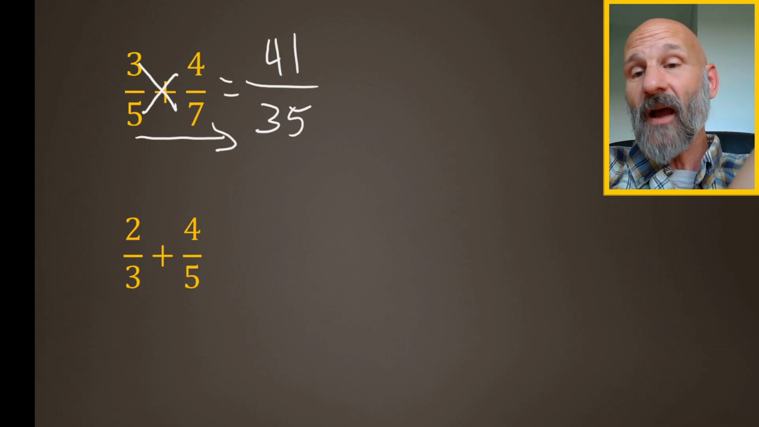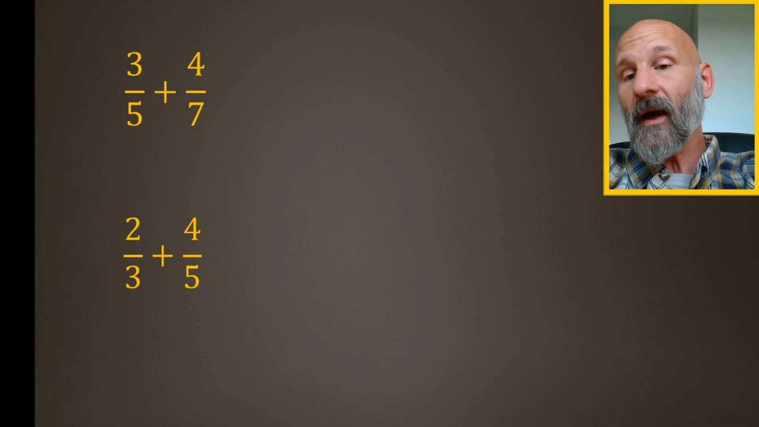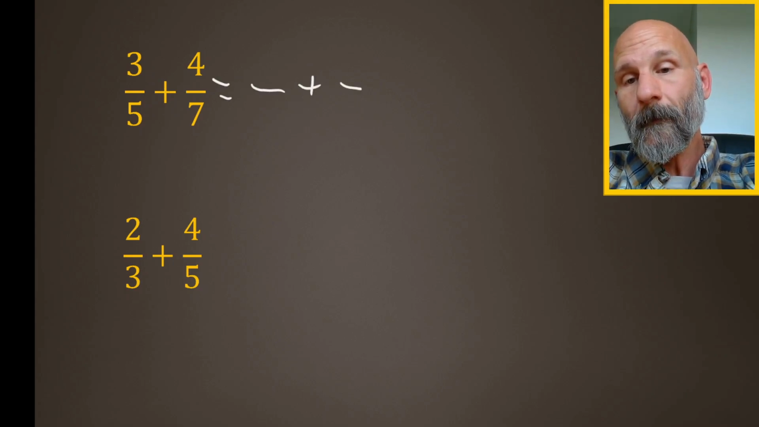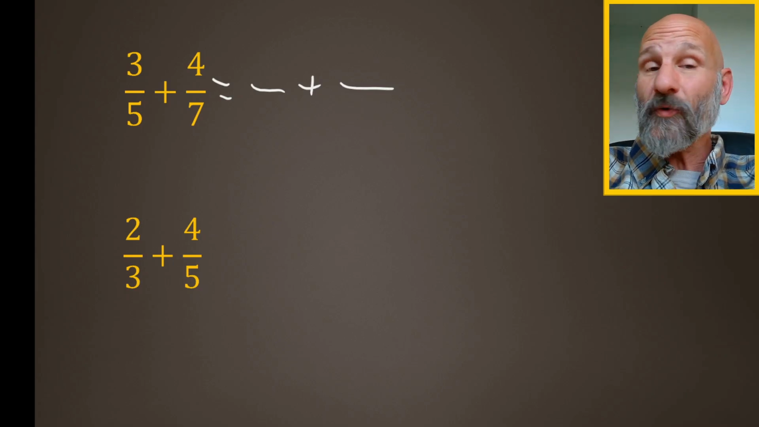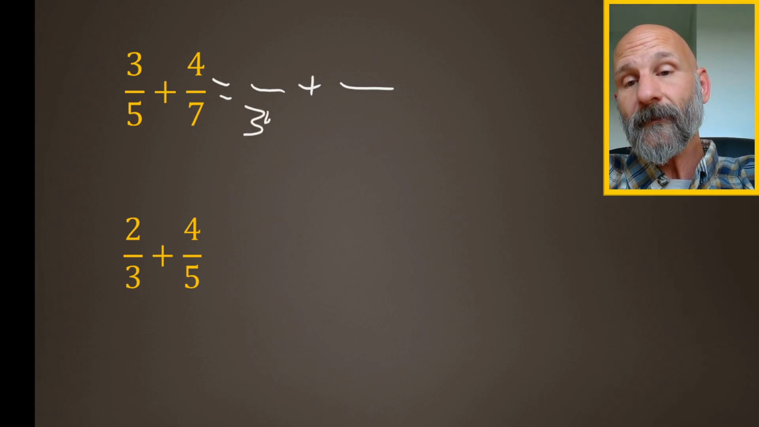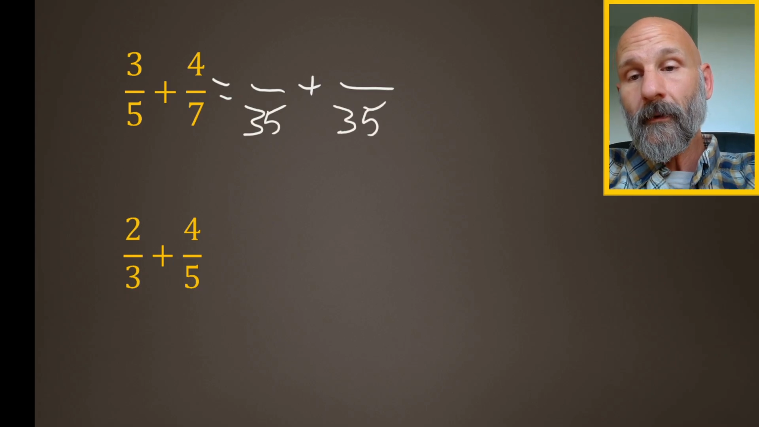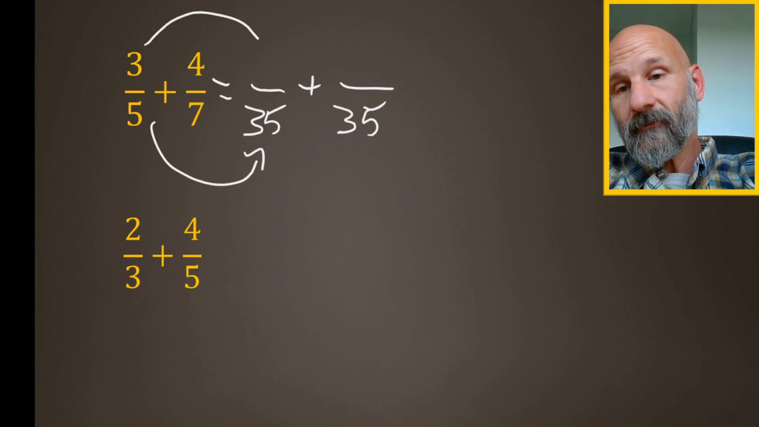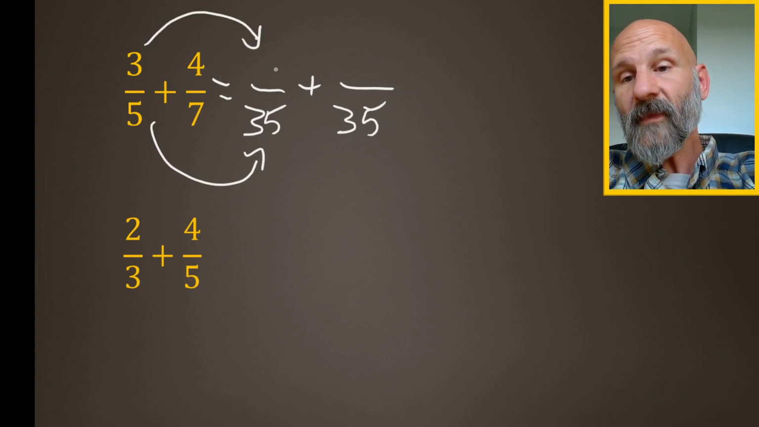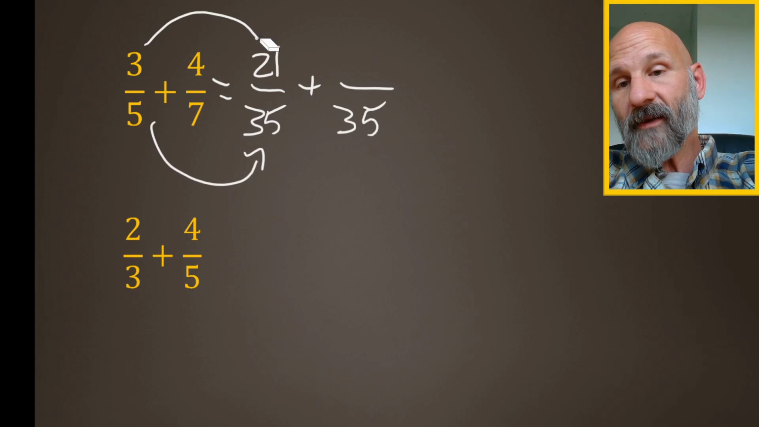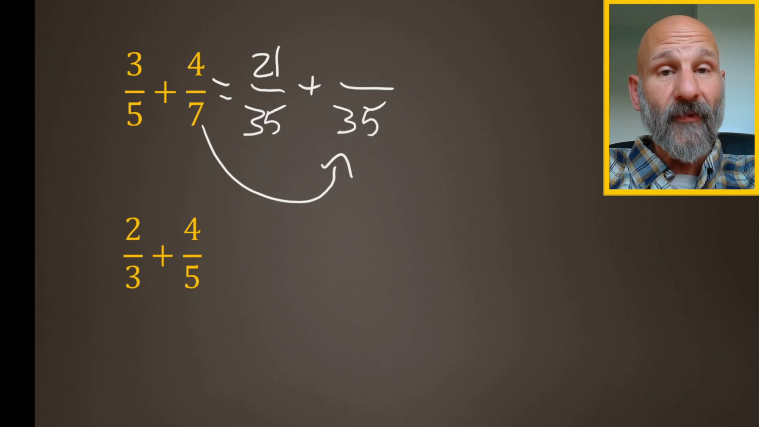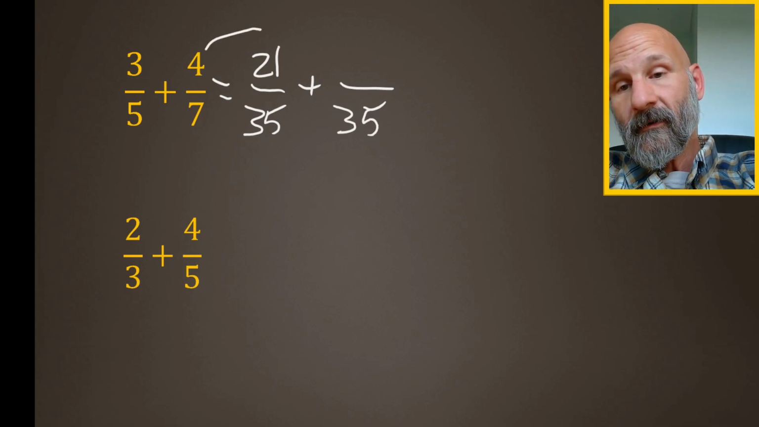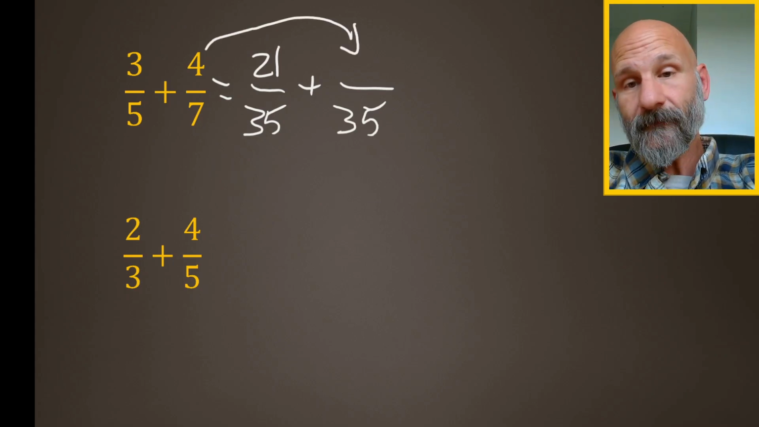Now, if you had done least common denominators, you would have said to yourself, okay, now I've got to find the least common denominator. So the least common multiple between 5 and 7, that's going to be 35. Okay, 5 times what makes 35? 5 times 7. So 3 times 7 is going to be 21. Next up, now we've got to do the other one. So 7 times what makes 35? Well, that's times 5. 4 times 5 is 20.